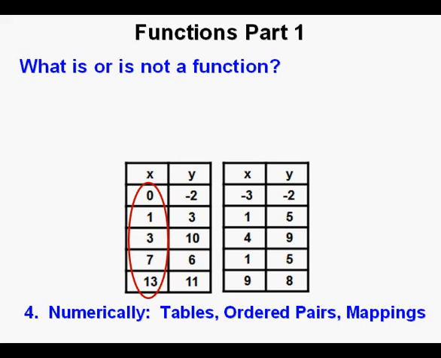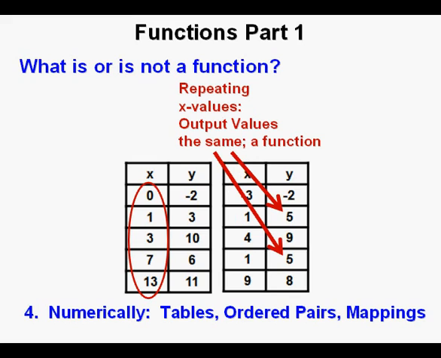Let's look at this next table. The x values of 1 are repeating. However, since the output values are the same for the same input value 1, those coordinate pairs represent the same point. So this relation also represents a function.